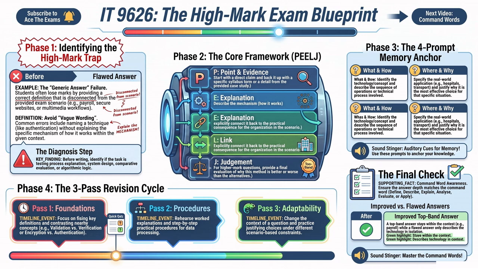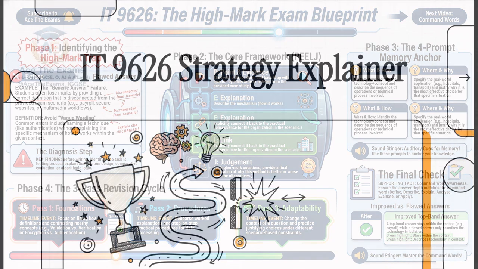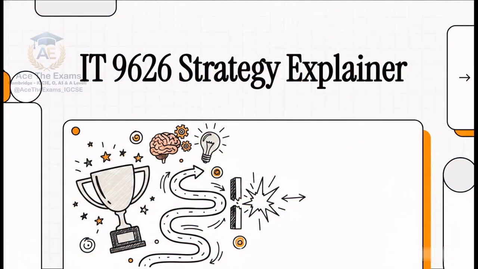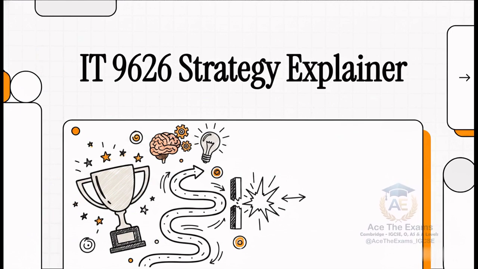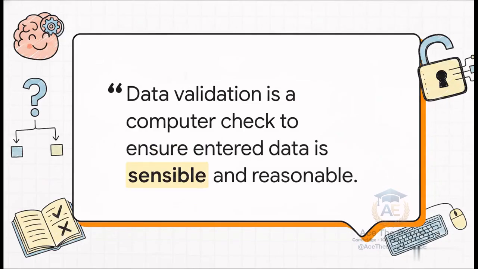You memorize the textbook. You know every term backward and forward. Then, you walk out of your Cambridge IT 9626 exam thinking you crushed it, only to find out you lost entire grade boundaries. Today, we're exposing exactly why that happens and giving you the high-mark strategy to actually fix it. Okay, let's dive into this.